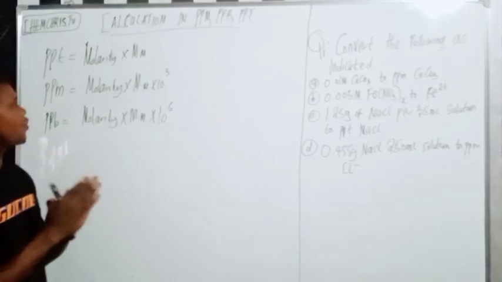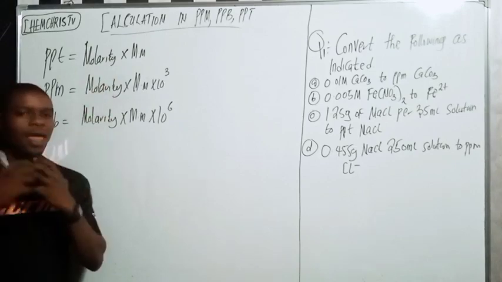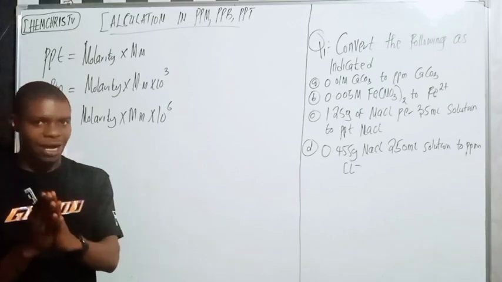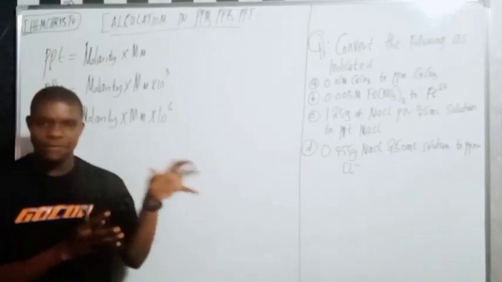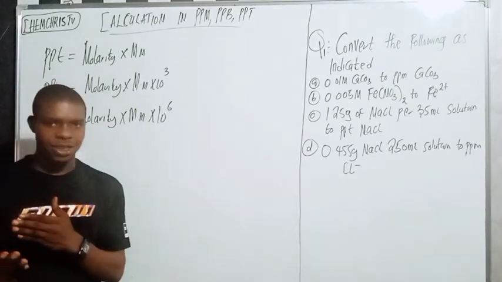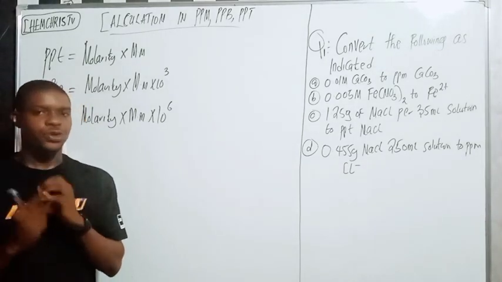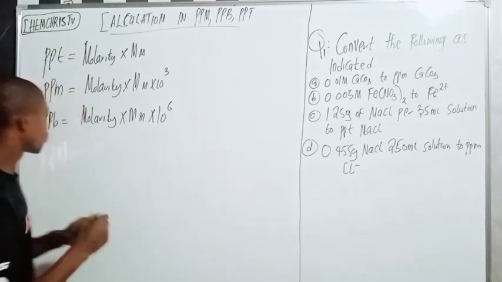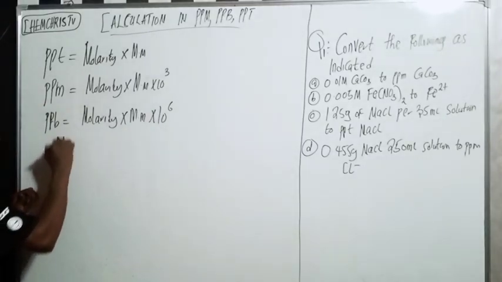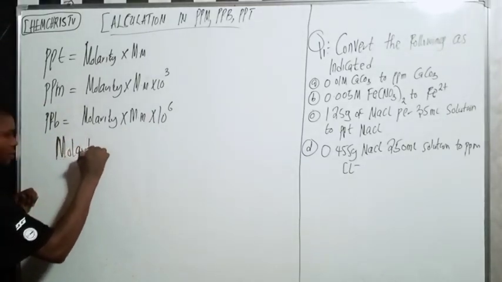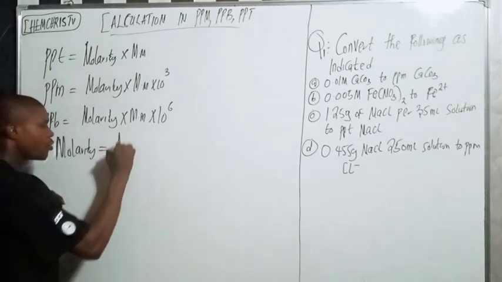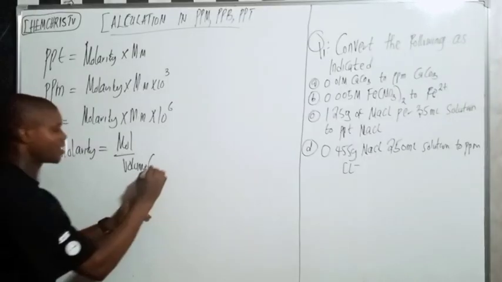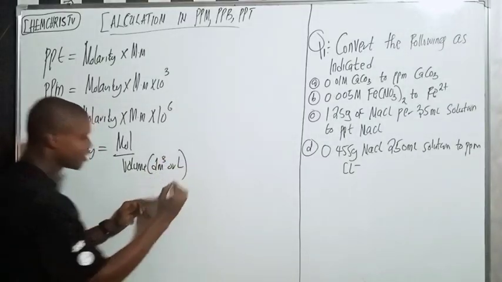Now, if you look at the question here, molarity. So how do we calculate molarity? There are three different formulas for calculating molarity, because in some questions the molarity will not be given to you, so you have to calculate the molarity of that solution. Like I said, there are three main formulas you need to know. The first one is molarity equals mole over volume, and the volume is in dm cube or liter, right?